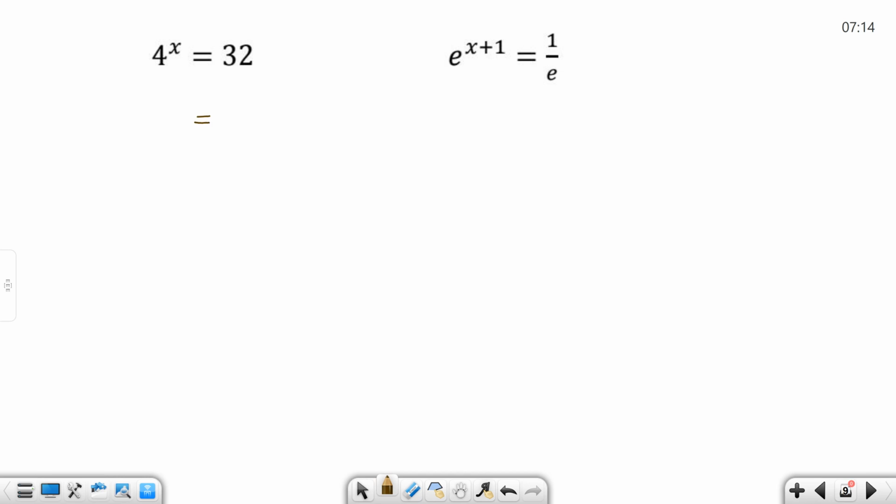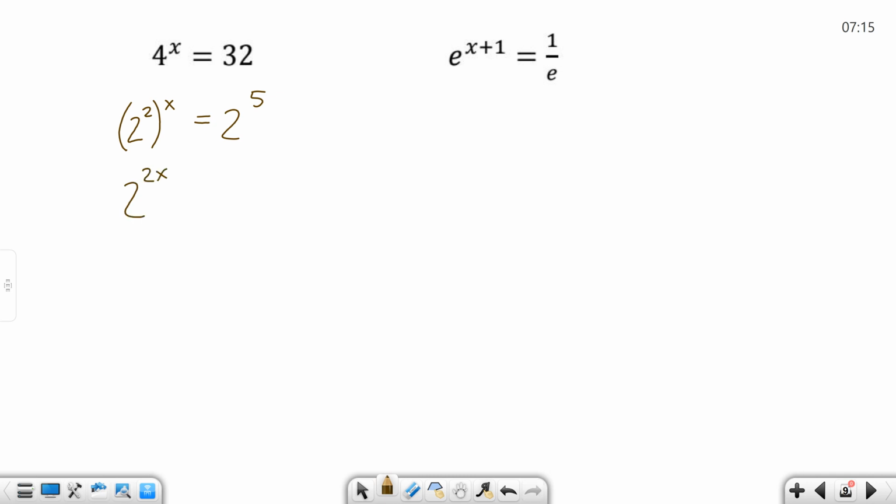And I note that 32 is 2 to the fifth, and also 4 is 2 squared, but 2 squared is all raised to the what power? The x, right? The 4 is raised to the x, so if I change the 4 to 2 squared, then all of that needs to be raised to the x power. And that matters because now I have a power to a power. So I don't have yet 2 to a power equals 2 to a power. I have a little work to do.